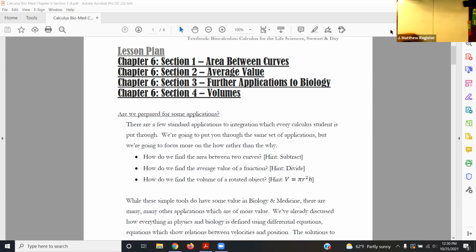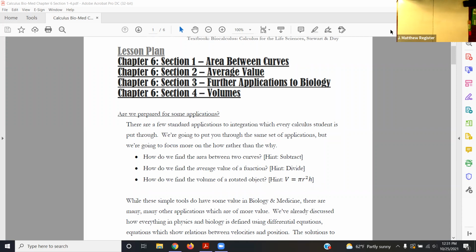Hi there, folks. Today we're going to be doing the entirety of Chapter 6. Chapter 6, it's a quick one. Chapter 6 is really applications of integration. And there are a ton of applications for integration. But when it comes to medicine and biology, the main application is going to be related to differential equations. And differential equations is a Chapter 7 topic.